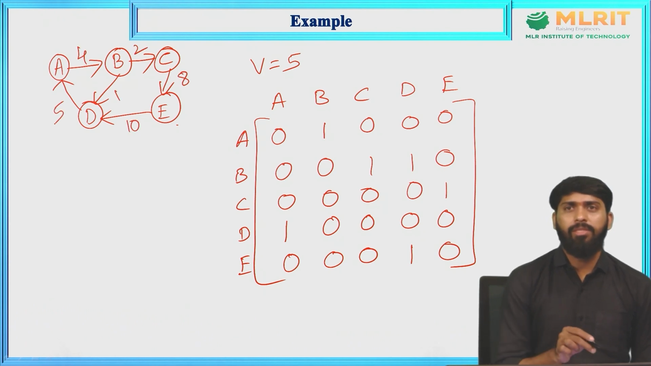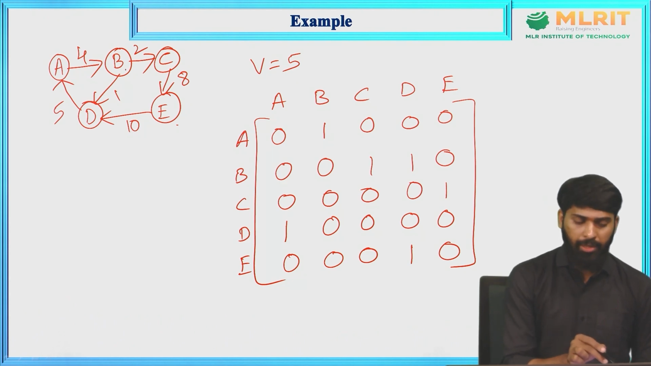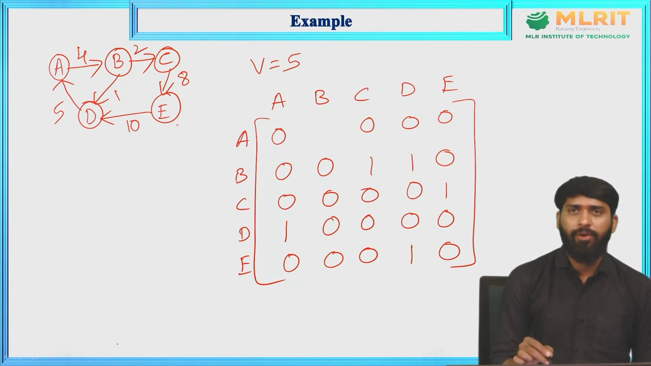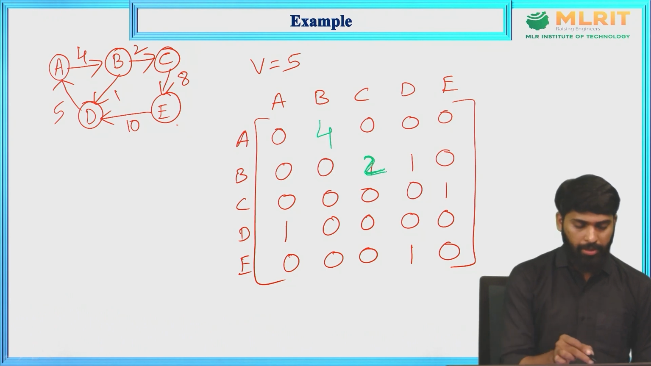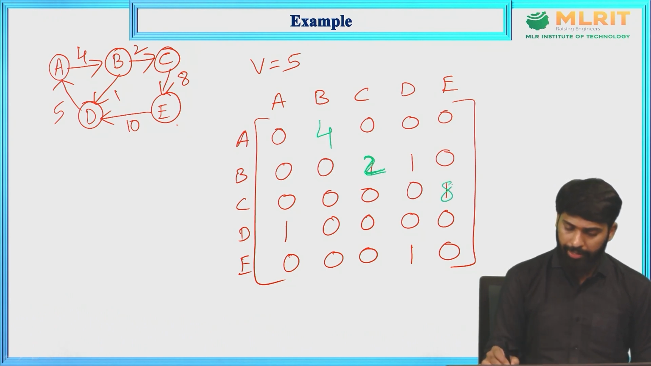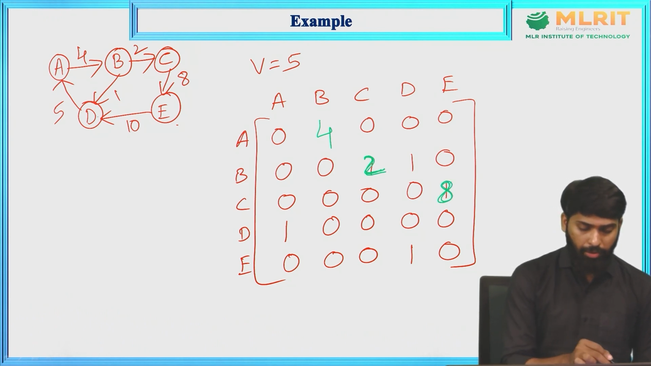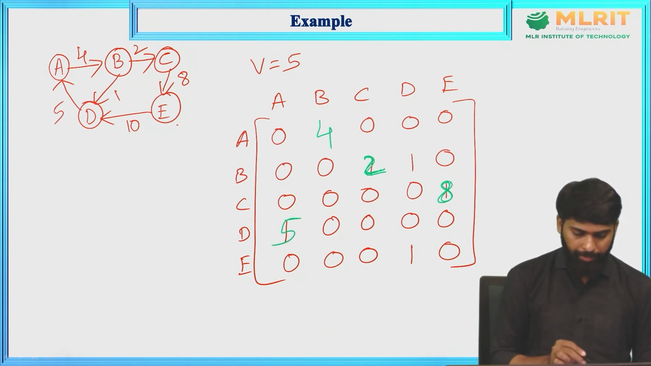Now consider this graph. Now this graph has some weights. So A to B is 4. So instead of 1, we write 4 here. B to C, 2 is the cost. So write 2 here. C to E is 8. B to D, 1. D to A, 5. E to D, 10.